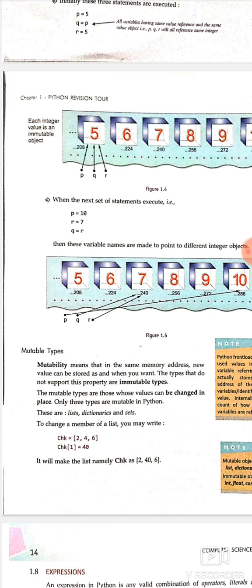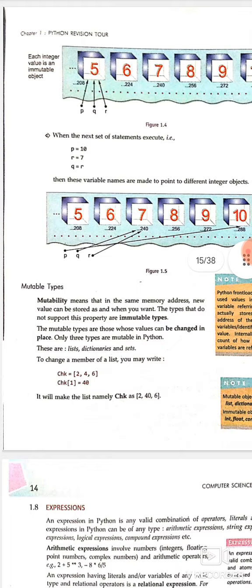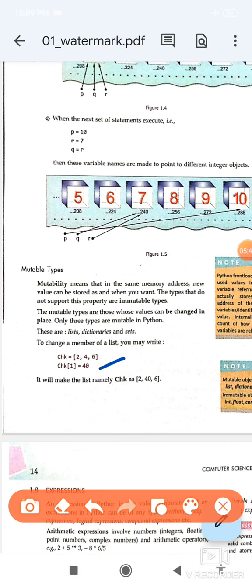Now mutable types are those which can be changed, which have mutability, which means that in the same memory address, a new value can be stored. If I talk about a list, then I can change the value of the list. If I change the item at index 1 to 40, so this 4 is getting changed to 40. So 2 is placed at 0, 4 is placed at 1, and this has a place value of 2. So in the list, the place value starts from 0, 1, 2.